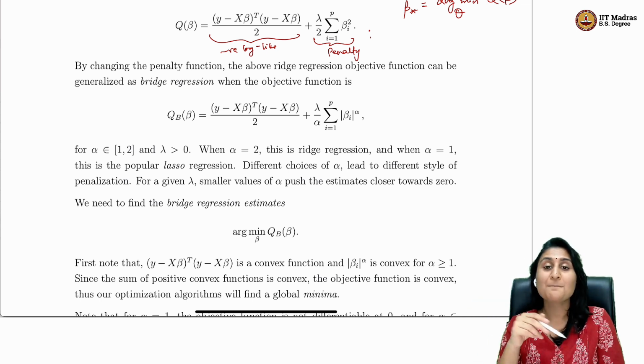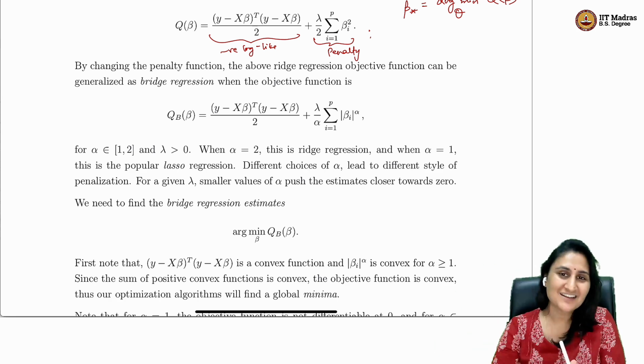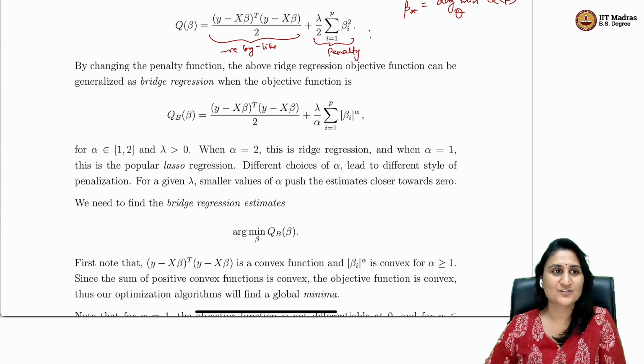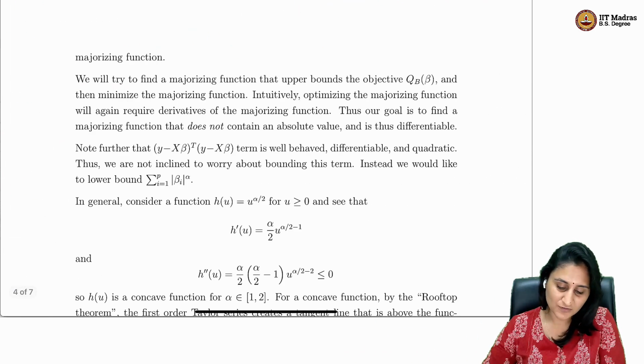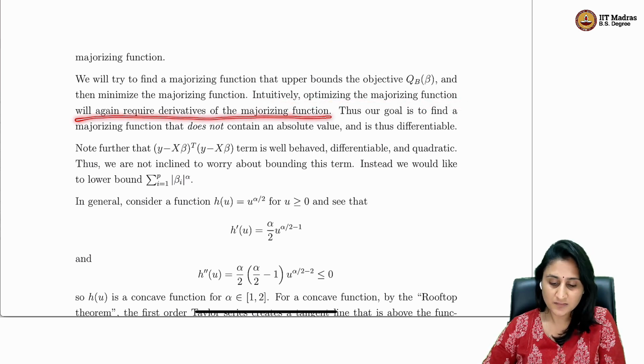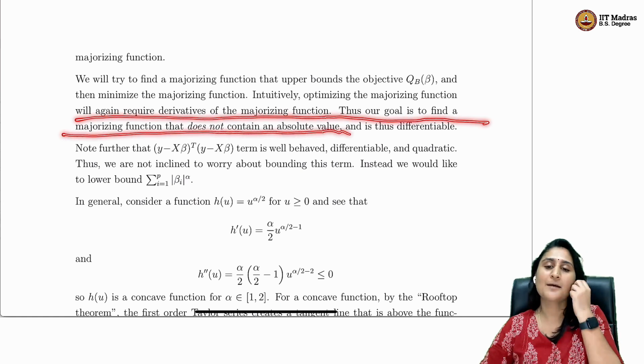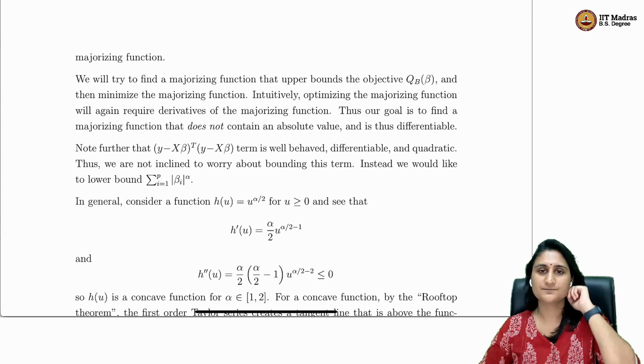Which means that my majorizing function is expected to be differentiable, because I do want to take a derivative of some function and set it to 0. This is the logic. So intuitively, optimizing the majorizing function will again require derivatives of this function. Thus, our goal is to find a majorizing function that does not contain an absolute value and is thus differentiable.